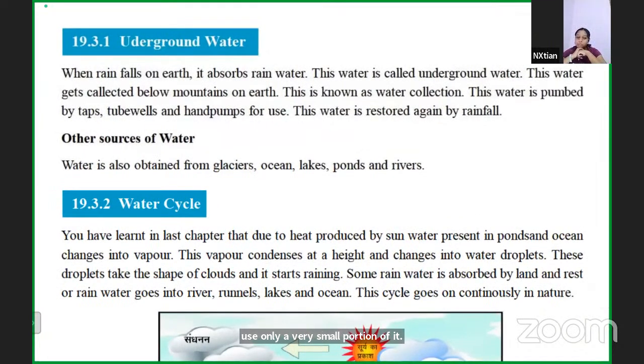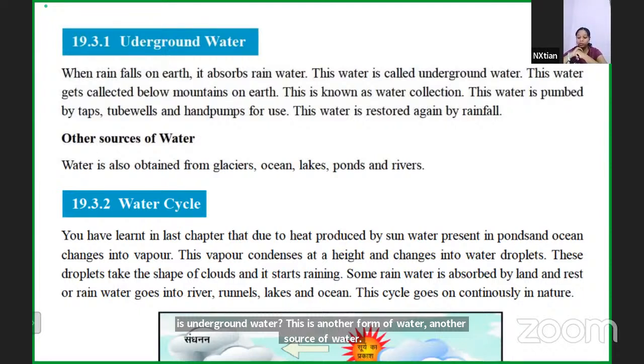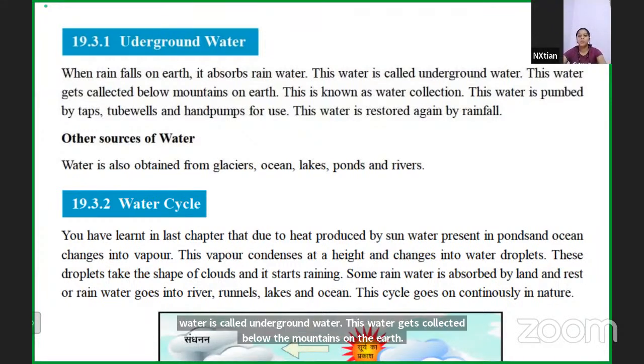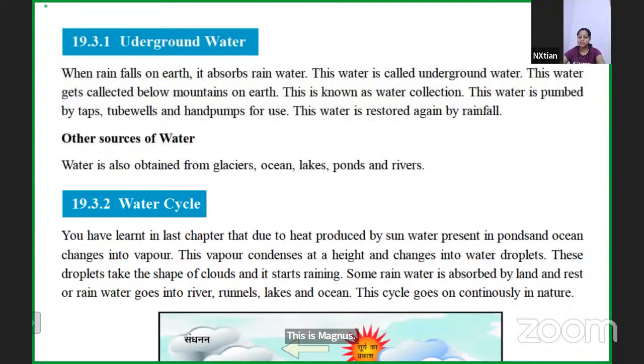Now, what is underground water? This is another source of water. What happens when rain falls on earth? It absorbs rainwater. This water is called underground water. This water gets collected below the mountains on the earth. What happens when it rains? The raindrops fall on the land and get absorbed by the land. It gets collected below the surface of the land or below the mountains. This is known as water collection.